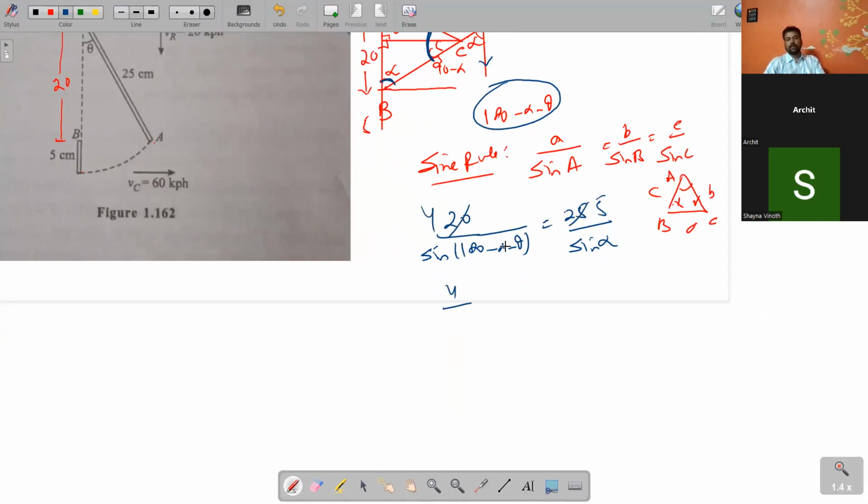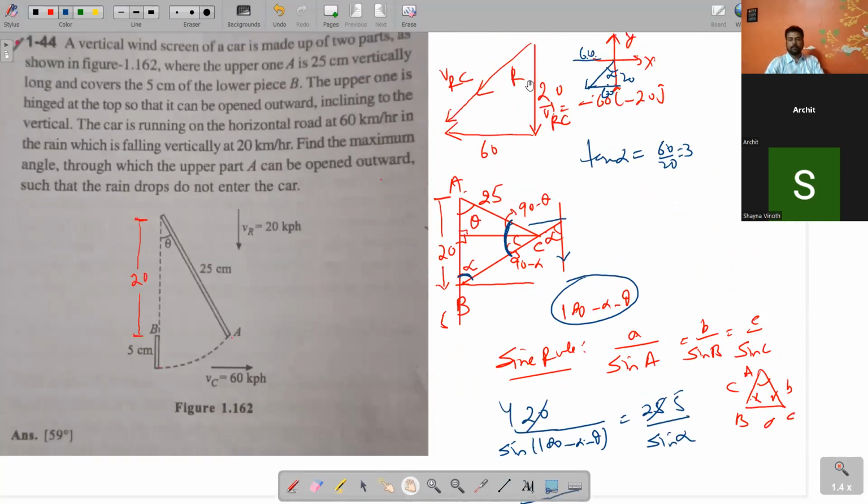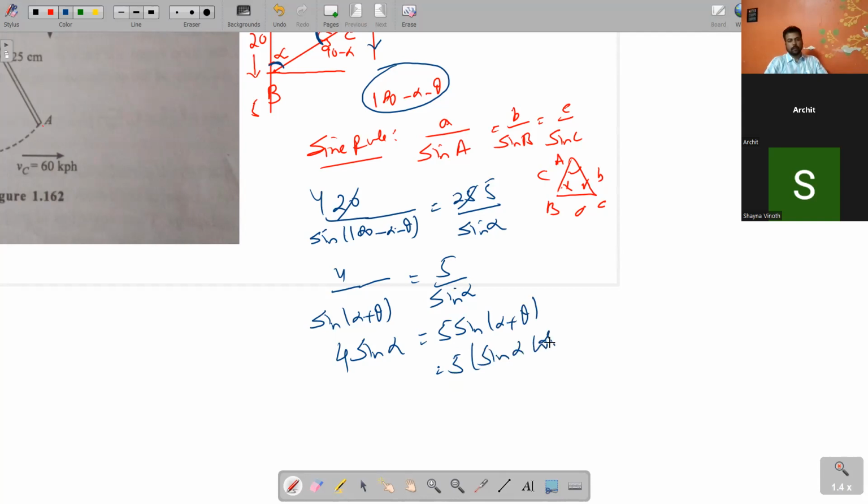So what is alpha? Alpha is the angle made by the ray. Alpha we get from here: tan alpha equals 3. Okay. So see here, this is 25 upon sine alpha. Just cross multiply: 20 sine alpha equals 25 sine of alpha plus theta. Sine A plus B is sine A cos B plus cos A sine B.